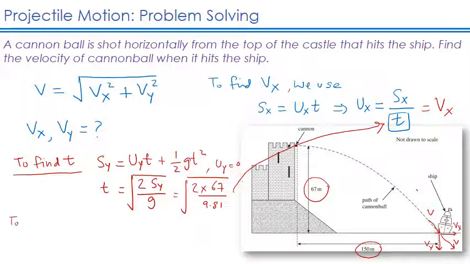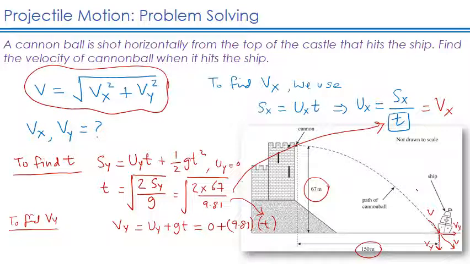Now to find vy, you can use this equation. Vy is equal to uy plus gt, 0 plus 9.81, and the t, the same t you can use over here. Now you have Vx and Vy, so use these Vx and Vy in this equation. So you will find the value of velocity when it hits the ground or the other ship.